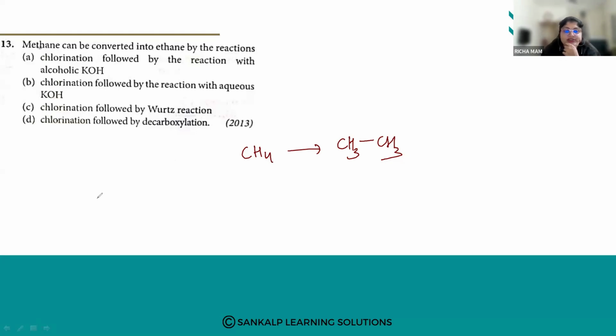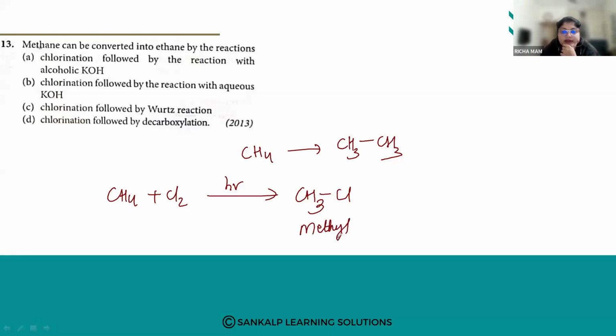First, we need to do the chlorination. So let us do chlorination first. Chlorination means addition of chlorine. Okay, so how does it go? Just see here. CH4 plus Cl2 in the presence of light, we are going to get, at each step, only one hydrogen replaced by a Cl group. So what I got is methyl chloride. So methane, we did chlorination in the presence of light, and we got methyl chloride.